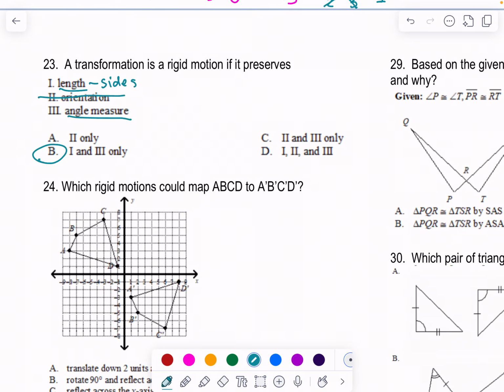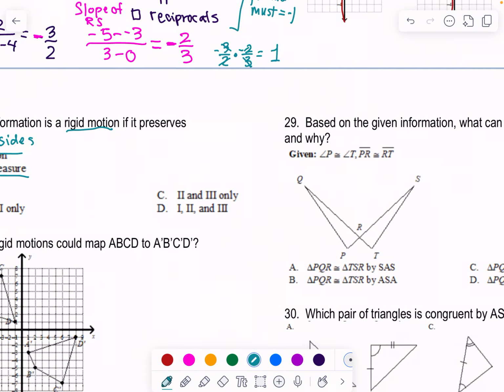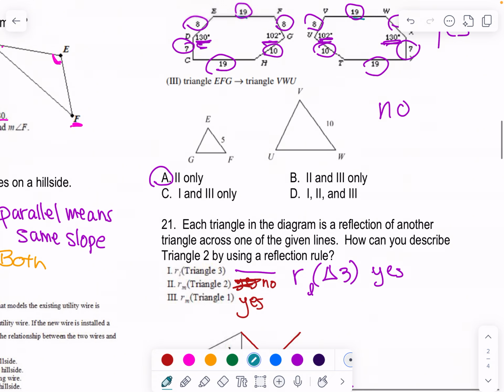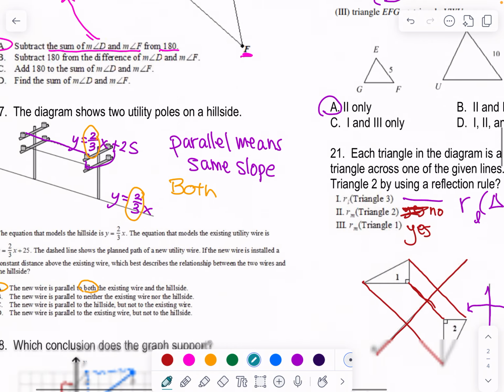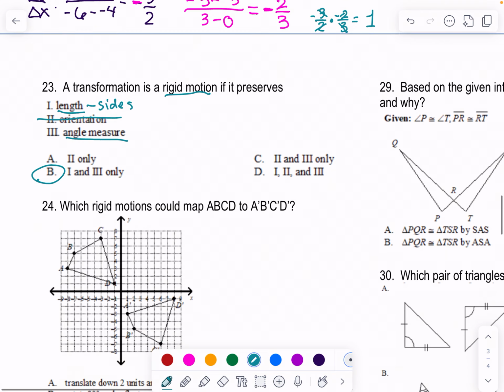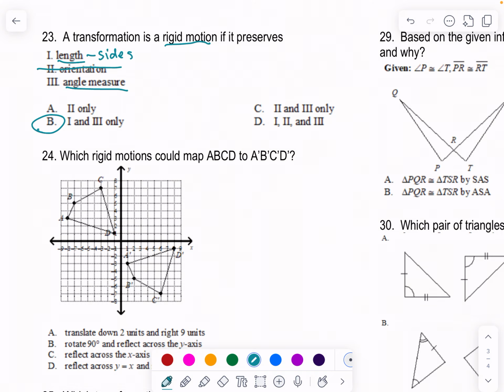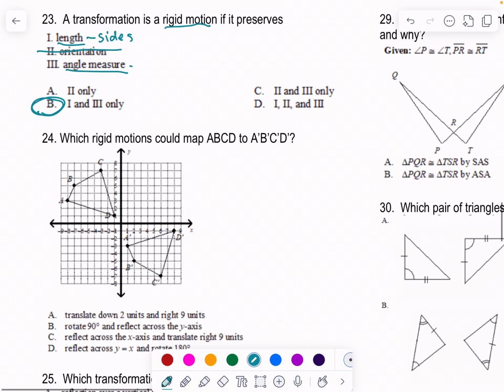So a transformation, we talked about a rigid motion transformation keeps the same sides and the angles. How they say that is they preserve, it means keeps the same. Preserve the lengths and the angle measure. So it would have to be this one. Yeah, preserves length and angle measure.